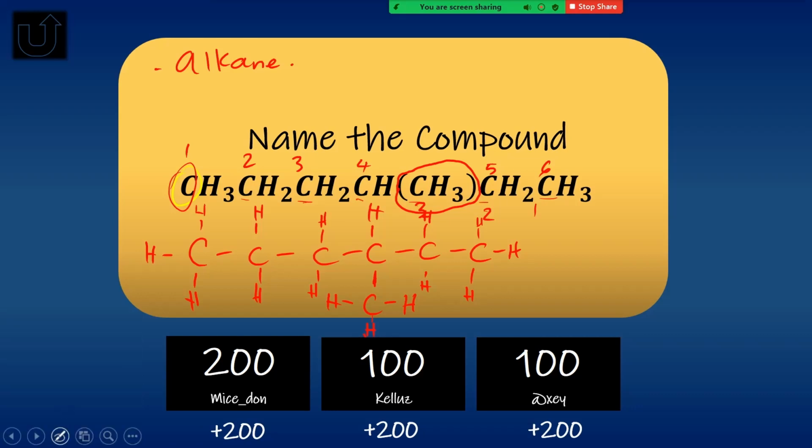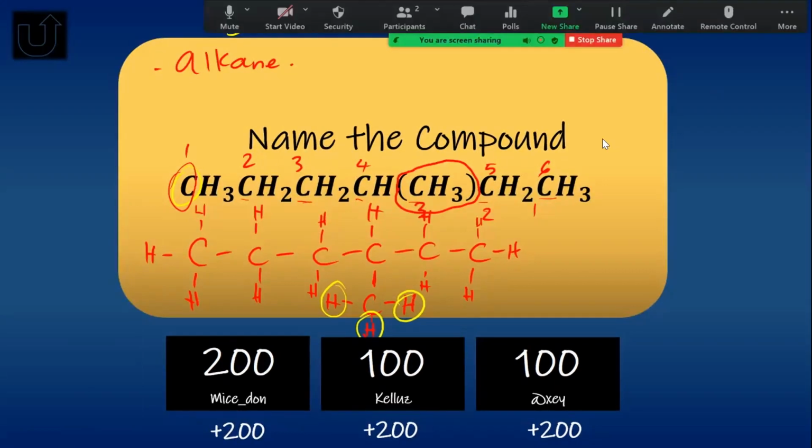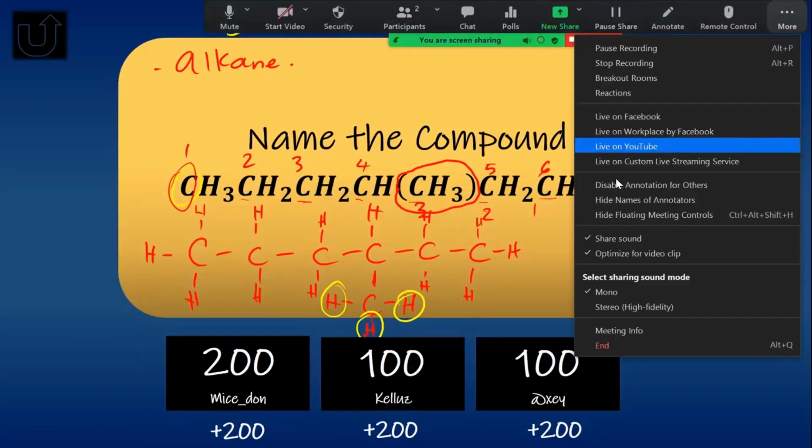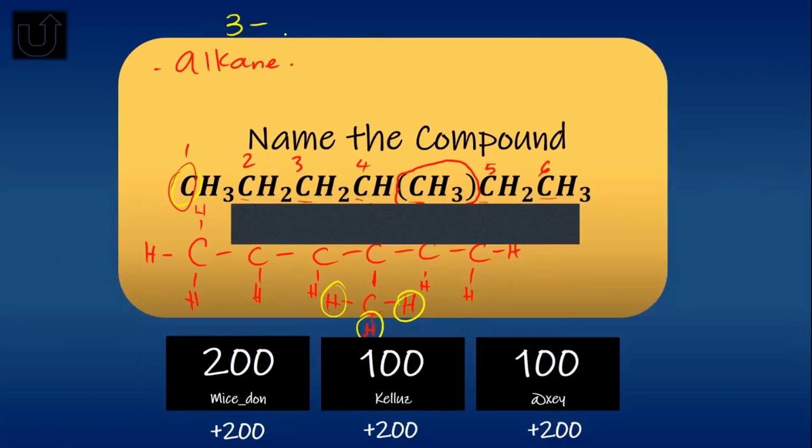Yeah, I should start from the back. Very good. So I have to put down 3. All right, so 3 dash. Next you identify the branch. What type of group is this? Methyl, ethyl, propyl, what? Methyl. Very good. So we put 3-methyl.